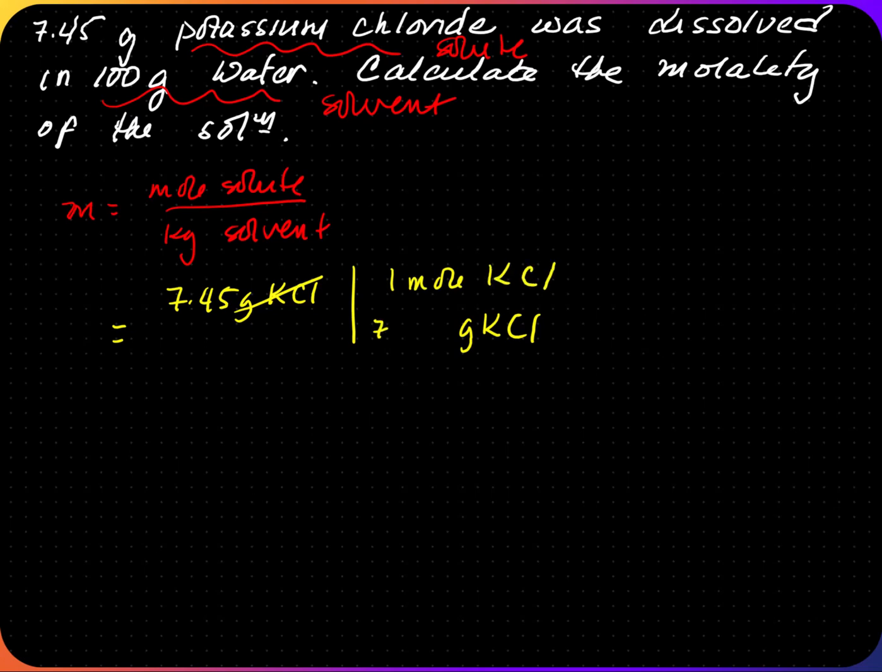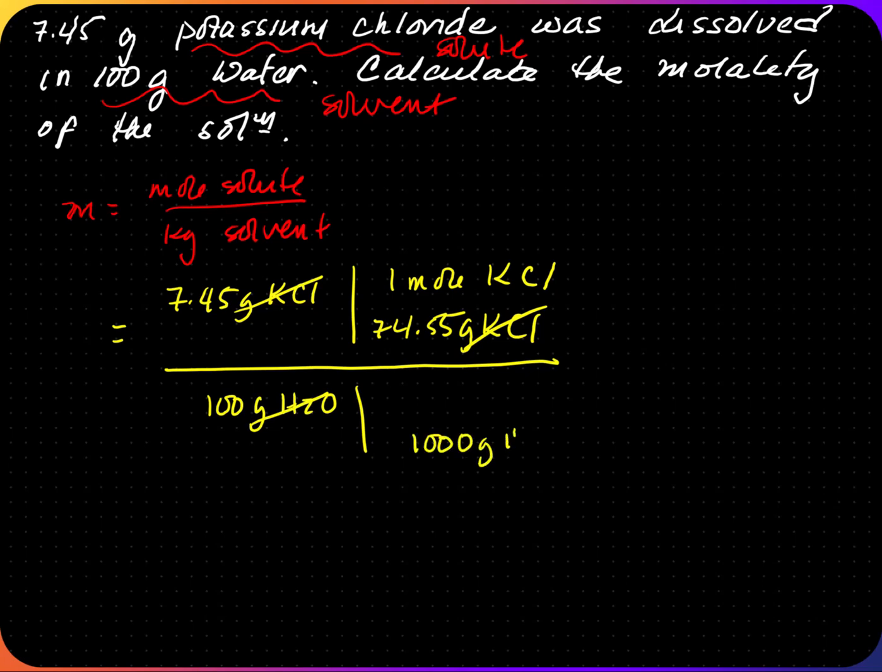Molar mass is 74.55 grams. Grams of KCl cancel out. So I have moles of solute on top. On the bottom, it has to be kilograms of solvent. Water is my solvent. It is in grams, so I need to convert this into kilograms. So 1,000 grams of water is 1 kilogram of water.